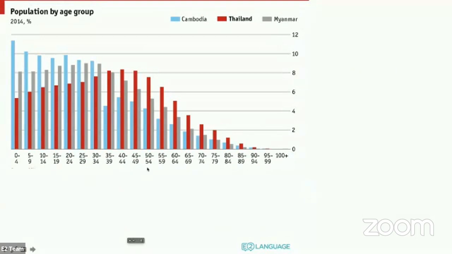Well done. Between the age group of 0 and 34, the percentage of the population of Cambodia decreased steadily, falling from 11 to 9%. By contrast, Thailand and Myanmar followed a similar trend, rising from 8 to 9% in Myanmar and from 5 to 7% in Thailand. Good, nice, looking really good there. Let's move on to the second part then.